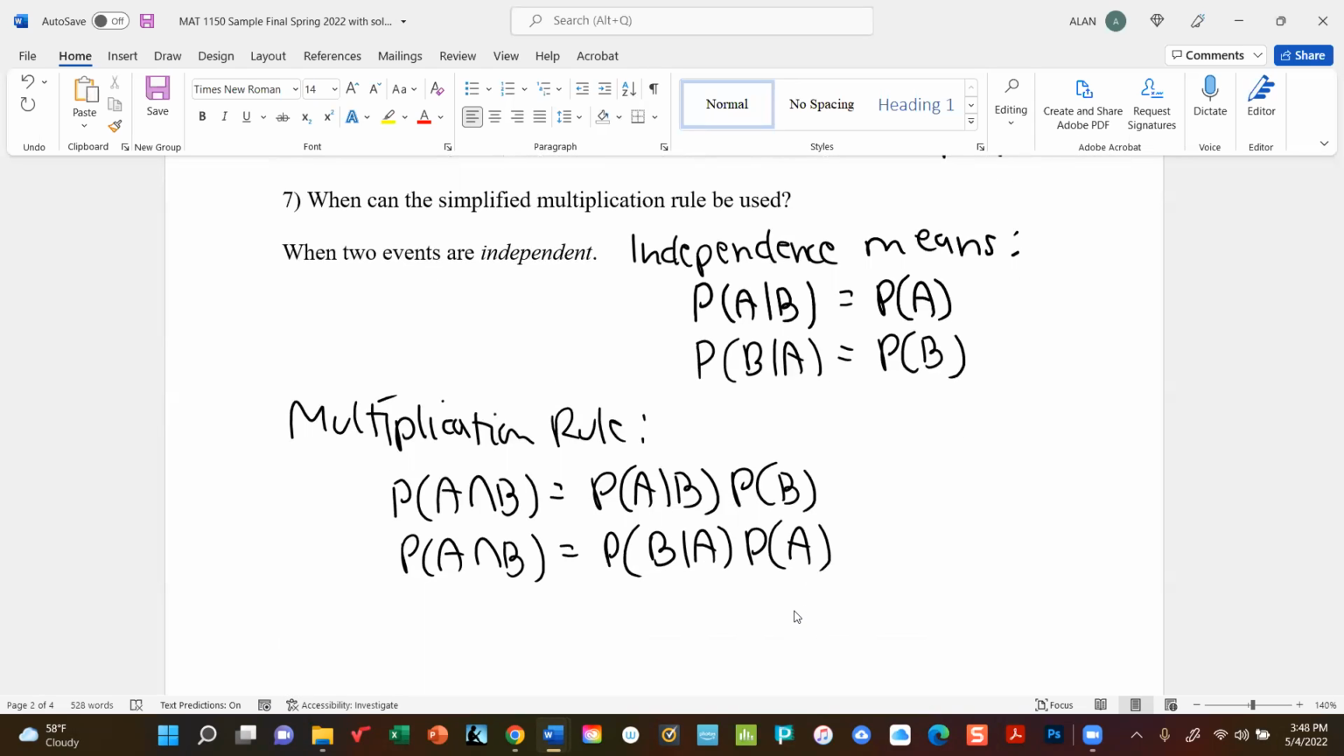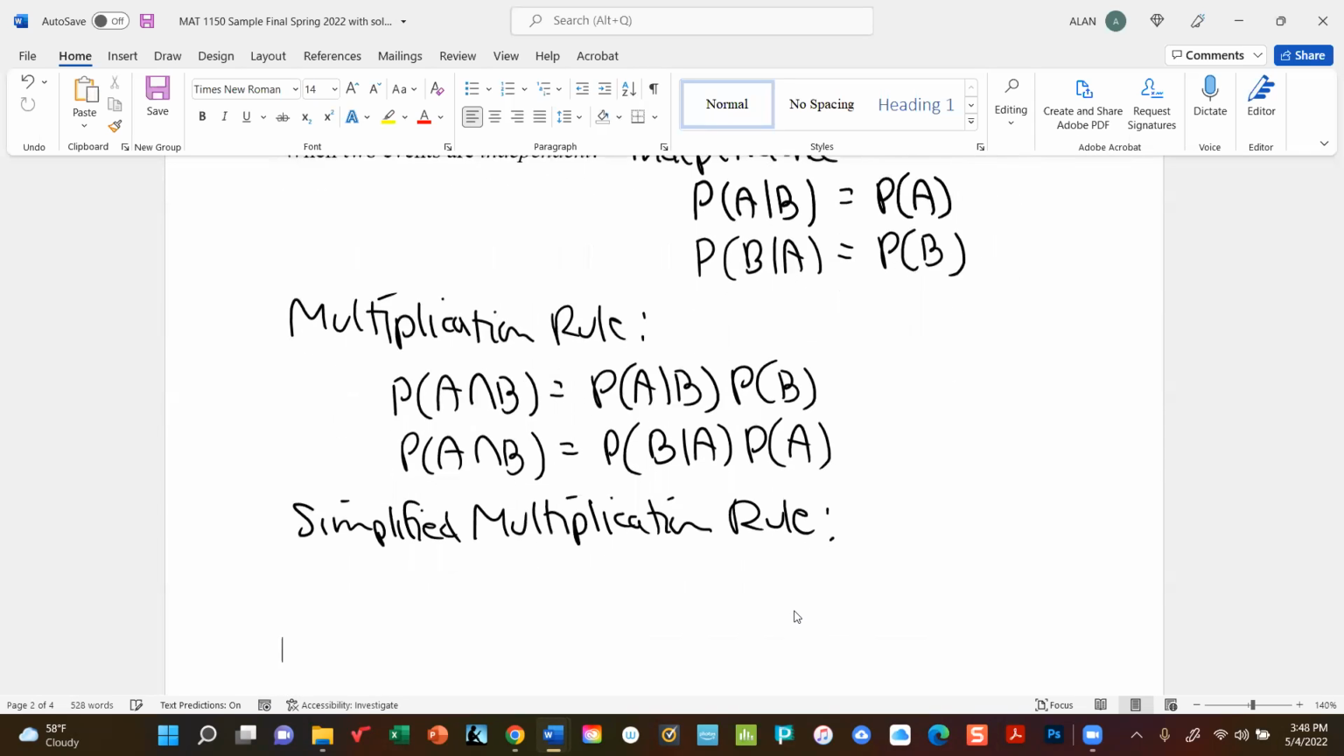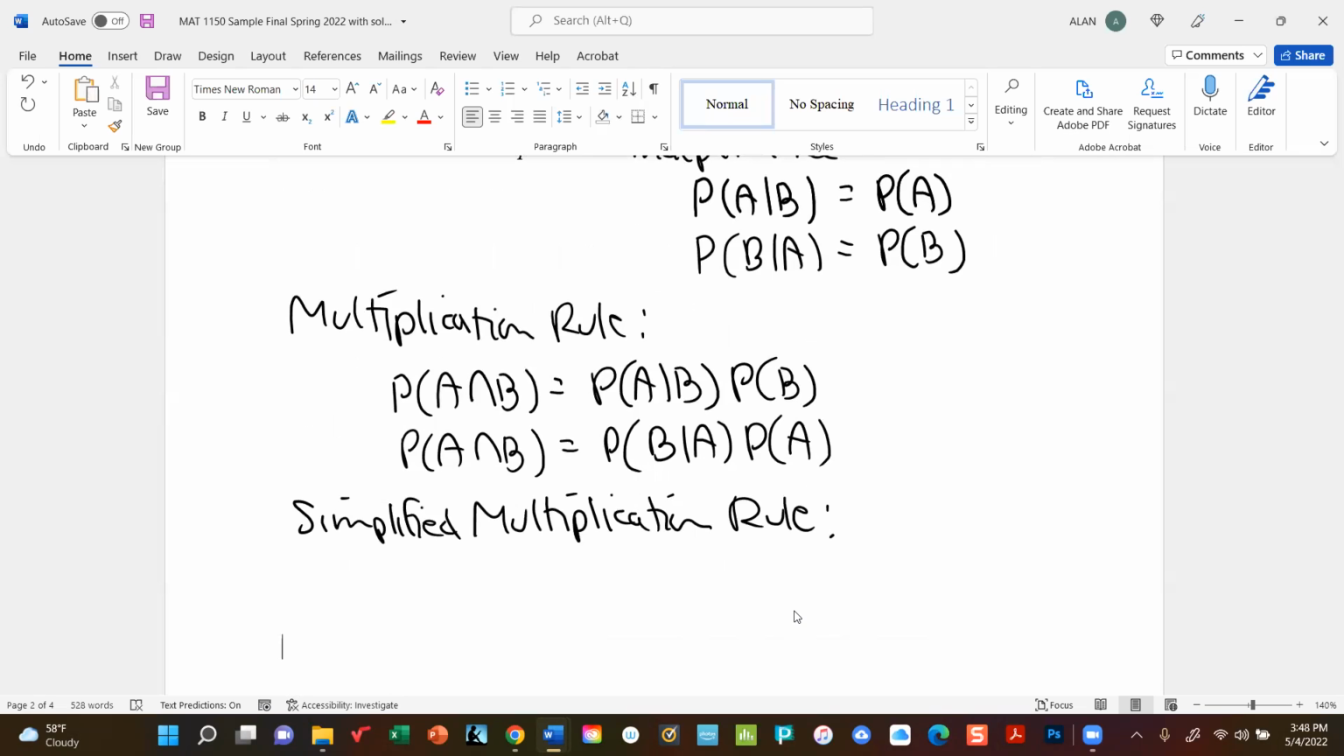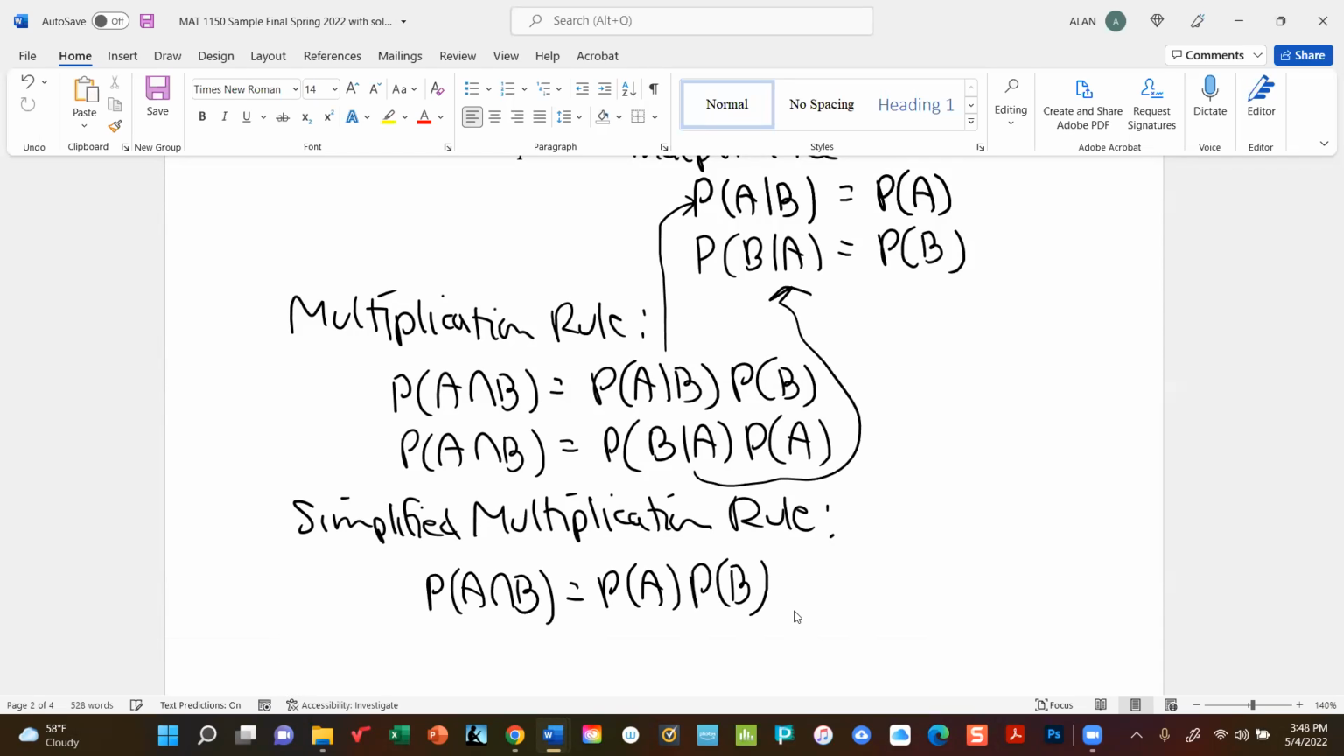So what we're going to do here with the simplified multiplication rule is basically assume that A and B are independent. What that means then is that this A given B can be replaced with the probability of A. And this B given A can be replaced with the probability of B.